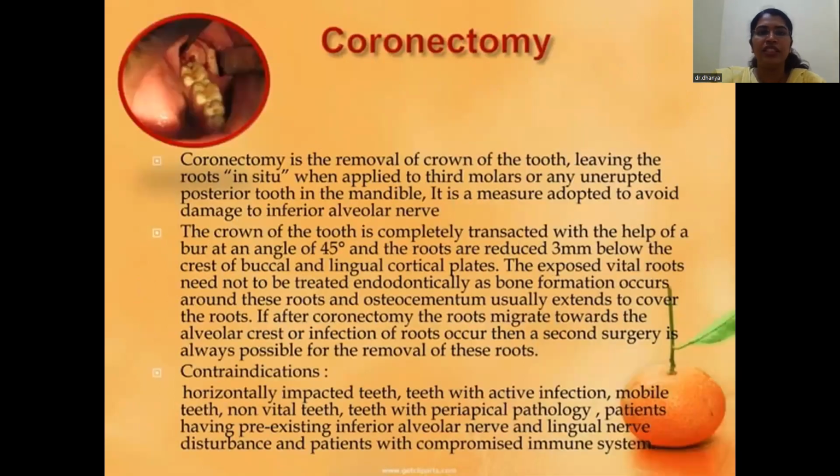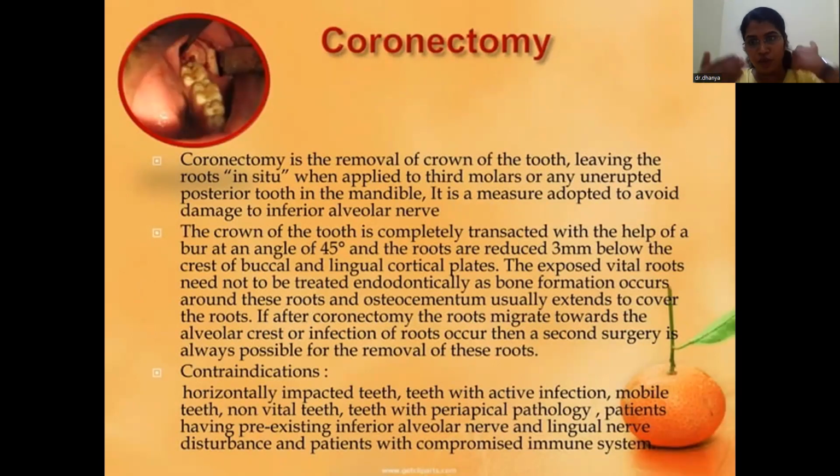Then after that, we are coming to the coronectomy. Coronectomy is basically the removal of the crown in certain scenarios where your roots are in very close proximity to the inferior alveolar nerve, or there is a high difficulty with the third molar root. In all these scenarios, we have to go for a coronectomy.